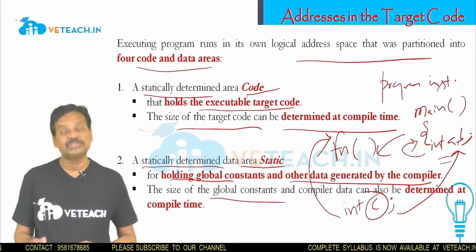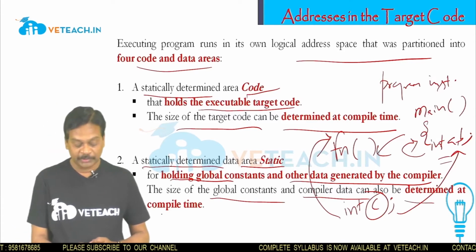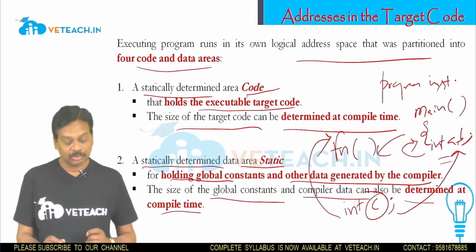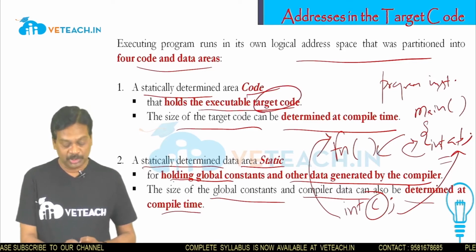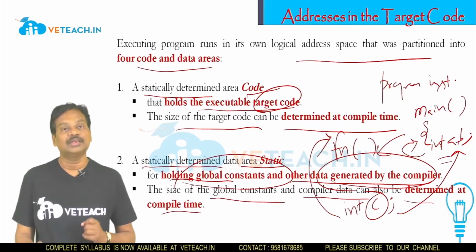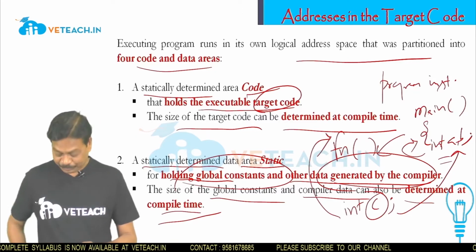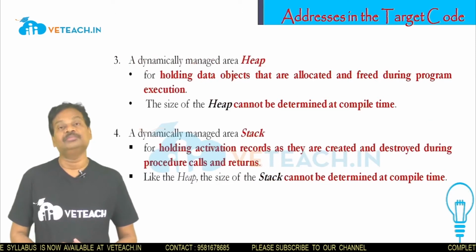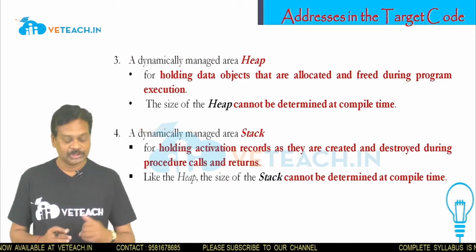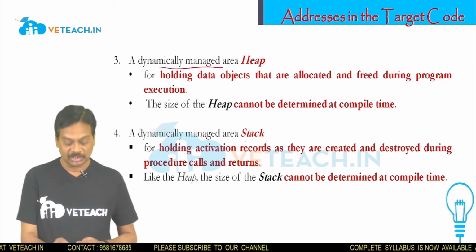The size of the global constants and compiler data can also be determined at compile time. Because the target code and the corresponding global constants and other data generated by the compiler are known at compile time, we call it a statically determined area. But while the program is executing, some dynamic memory allocation needs to be done. So there are two dynamically managed areas: one is called the heap and the second is called the stack.